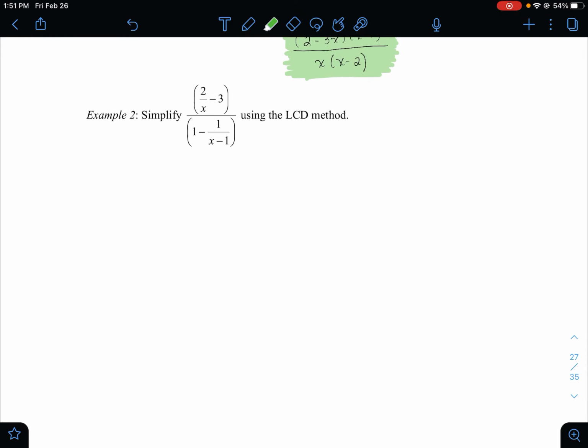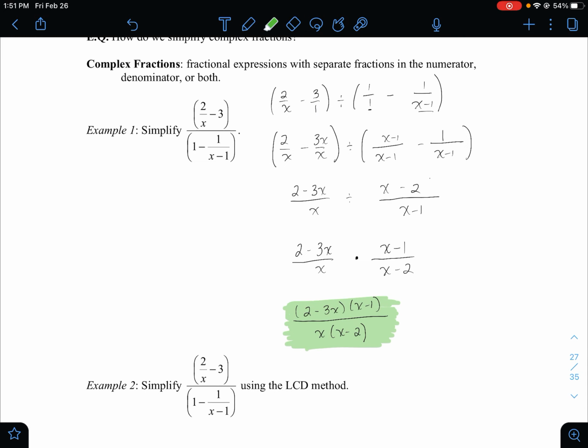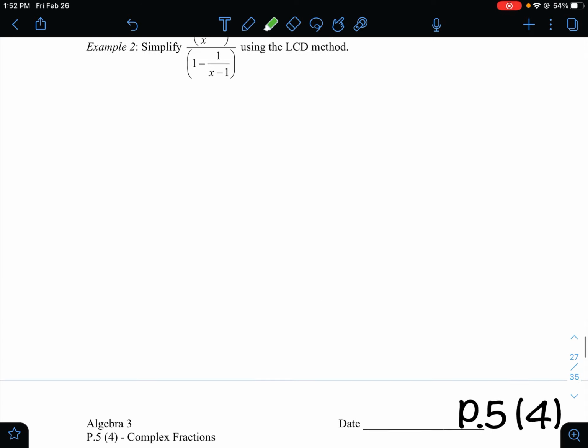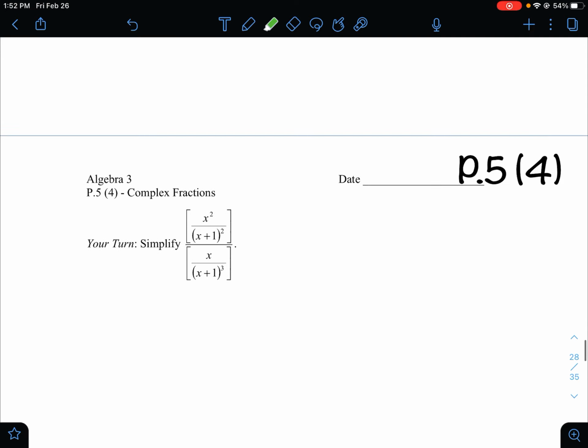I'm going to skip example 2. It's the LCD method, and if you'd like to see that, let me know. I just know usually students prefer this first method, so we'll just stop there, because I don't want to confuse you anymore. But I will do one more with you. We'll do this first one here.